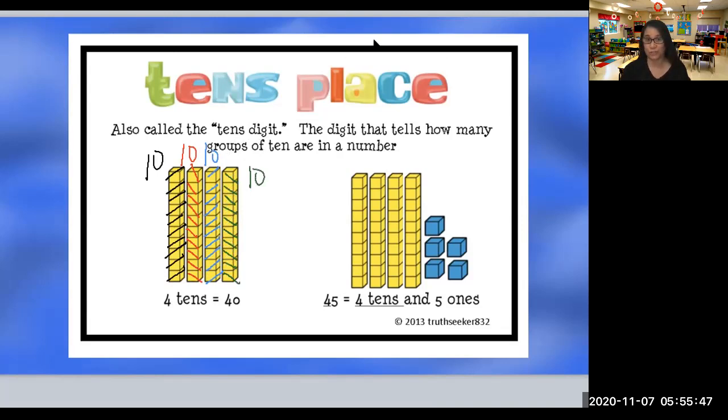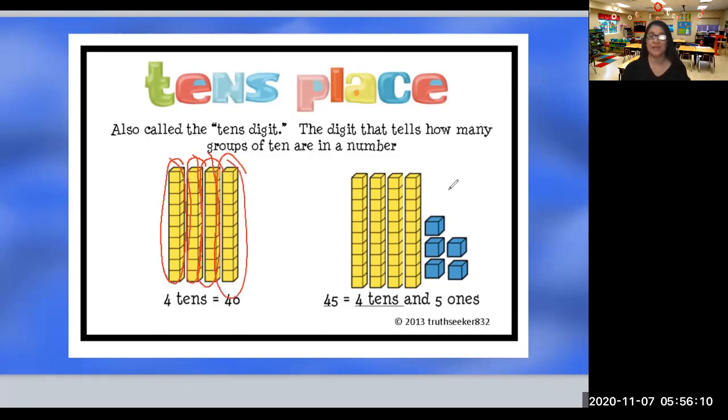Now, I want you all to look at these blocks. When you look at these blocks, there are actually 1, 2, 3, 4. There are 4 groups of 10 blocks.